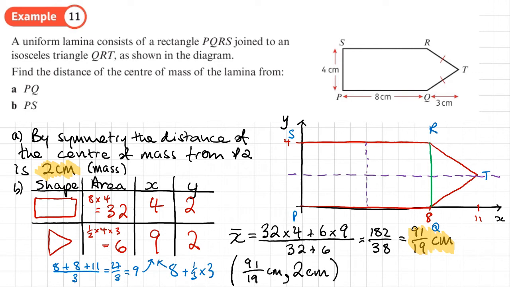Now I did say that we should check to see if our answer is sensible. If we work out what 91 over 19 is, it's about 4.79 to 3 significant figures. So 4.79 is a bit further across from 4, so it's not quite 5, and that makes sense. This triangle is dragging the center of mass slightly across to about here. So that seems like a sensible answer to me.